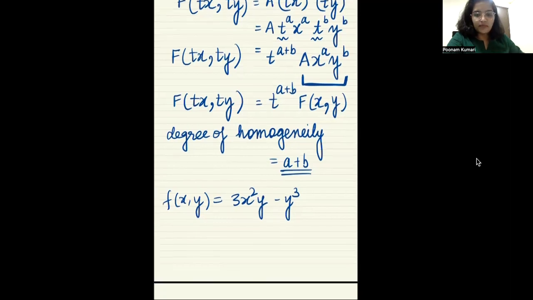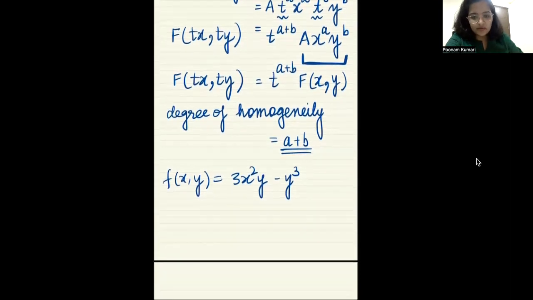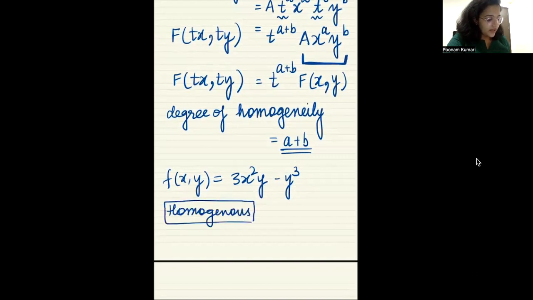Yes, ma'am. The function is homogeneous and the degree of homogeneity is 3. Okay, so the function you are saying is homogeneous, and the degree is 3. So what did you do? How did you check it?